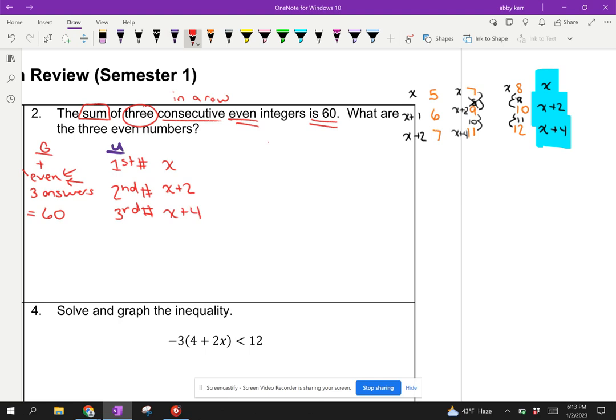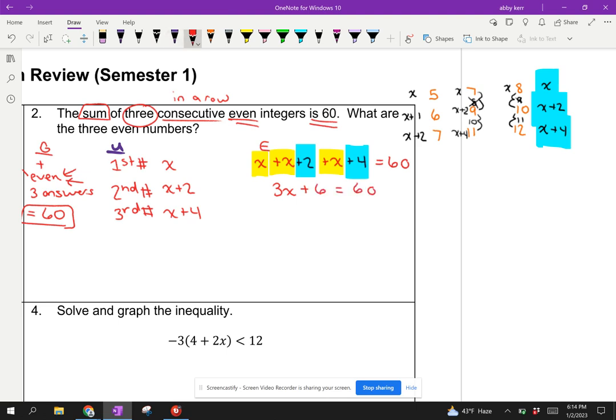Now to create our equation, if you need to, because remember the sum means adding, we're adding our first number plus our second number plus our third number, and we realize that it equals 60. Now, just like in problem 1, we have to combine like terms. We have 3x's total, and then we have 2 plus 4, which just gets us 6.